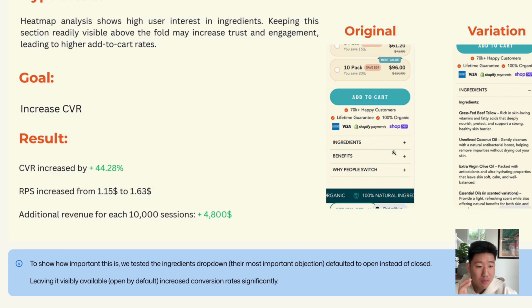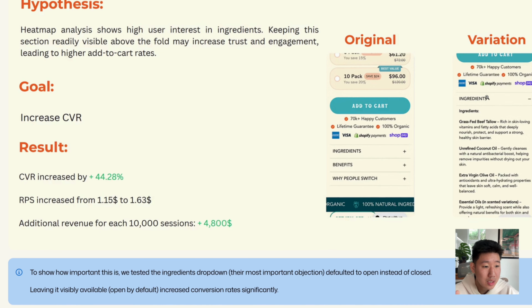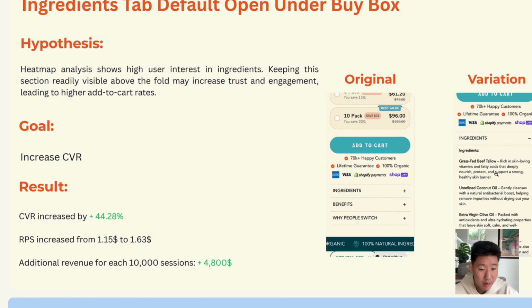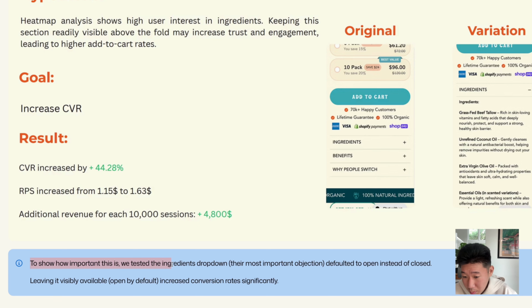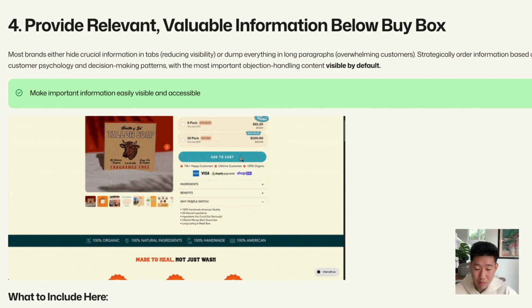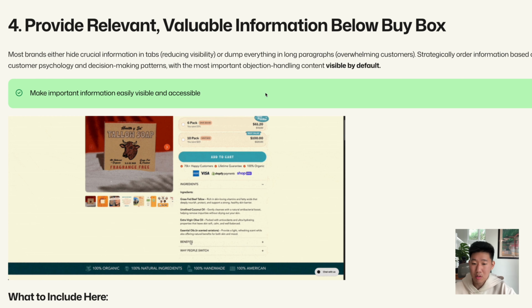And with this small change of simply making this ingredients tab dropdown default to open, so instead of it being collapsed, we left the ingredients tab open so they can quickly scan through the specific ingredients of this soap, this directly led to an over 40% increase in conversion rate versus the original. So basically, to show how important this is, we tested the ingredients dropdown, which is their most important objection, defaulted to open instead of closed. Leaving it visibly available increased conversion rate significantly. So to summarize, provide the relevant, valuable information easily accessible for your shoppers.